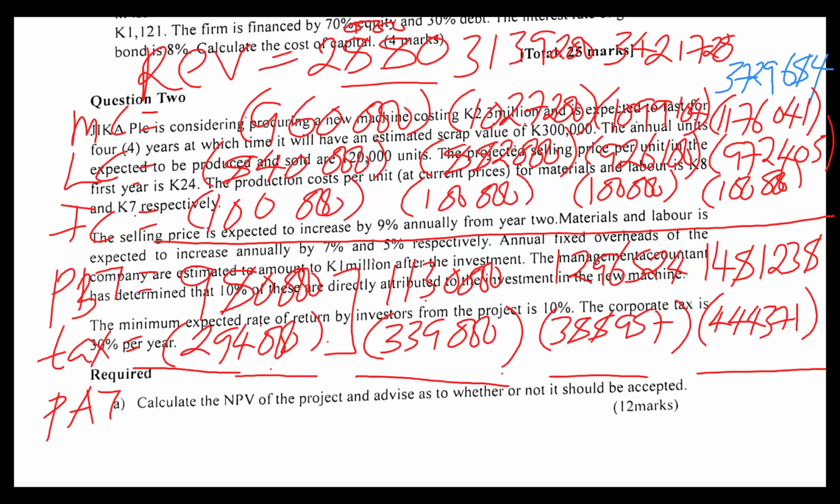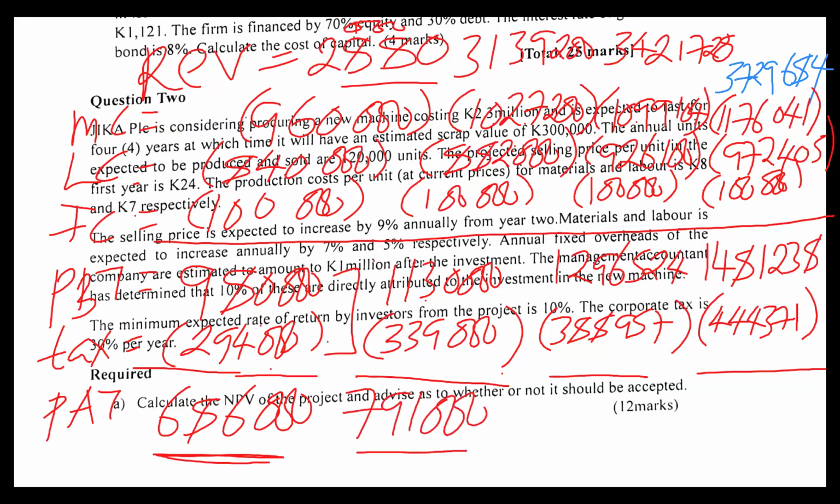686,000. You keep this one, it is very important. This one is a cash flow. You need it in the first year. What is the cash flow for the second year? 791,000. Second year, 791,000.